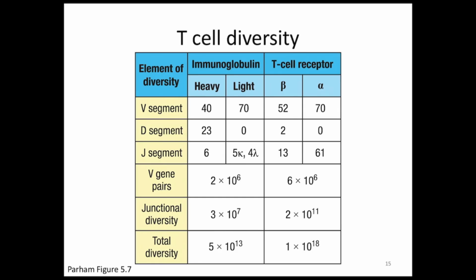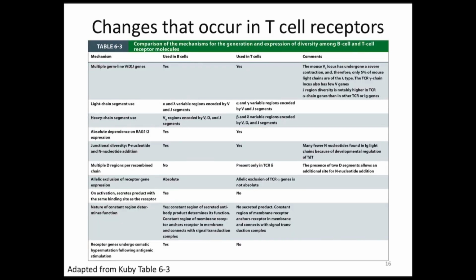So we're still getting combinations of different V's, D's, and J's. We're still getting junctional diversity. We're still getting a huge number of T cell receptors through this process. And if we think about our T cell receptor, you can see if we're comparing T cells and B cells, they both do VDJ recombination. They both have some kind of heavy chains. They both have some kind of light chains. They both require RAG1 and RAG2. They both do junctional diversity and add P and N nucleotides.